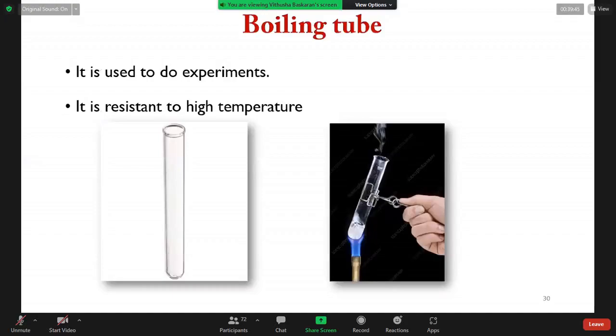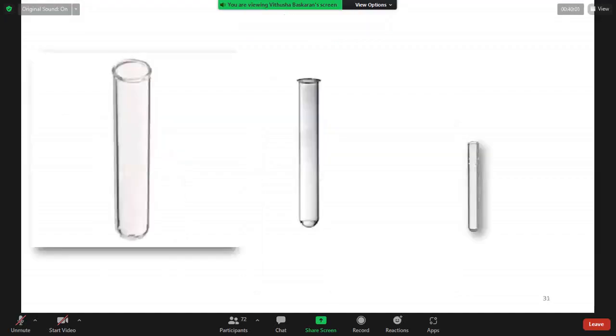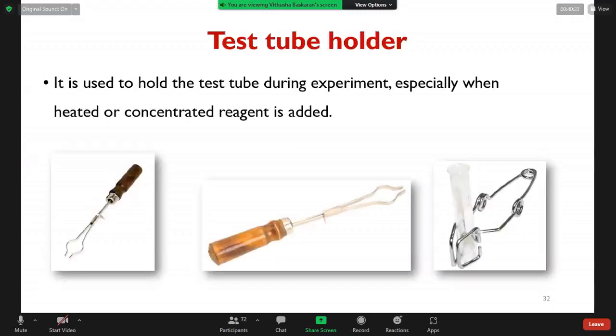And in case of the boiling tube, this is resistant to higher temperature. The circumference of this is higher compared to the other two tubes, and the walls of the boiling tube are also somewhat thicker. Okay, and it is also used to do experiments. And here, can I differentiate the boiling tube, test tube, and the ignition tube? The first one? Boiling tube. Test tube. Ignition tube.